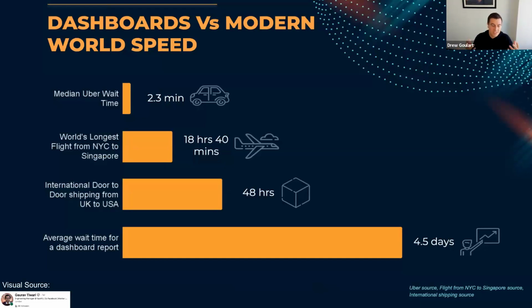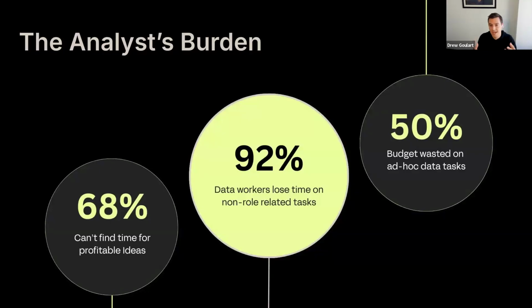For companies that want to be data-driven, to have 4.5 days of time between a business user that's trying to get some data to make a decision and the data actually coming to them, that's not good enough. And that's obviously a problem for the business users, but there's also a cost on the data team. The data team who are receiving all these ad hoc questions and forced to answer them, there's a burden. 67% of them can't find time for profitable ideas. 92% of data workers lose time on non-role related tasks. And the big one is that 50% of the data budget is wasted on ad hoc tasks that happen across the organization.